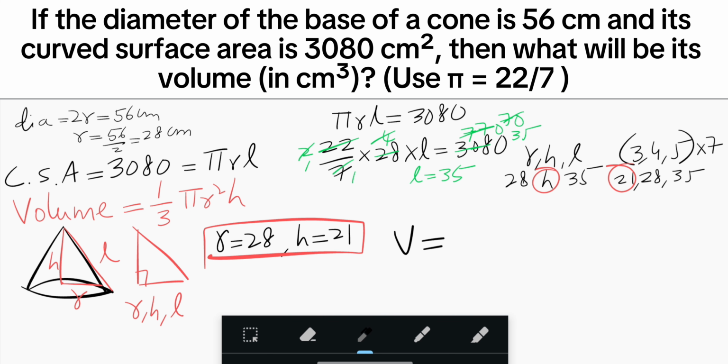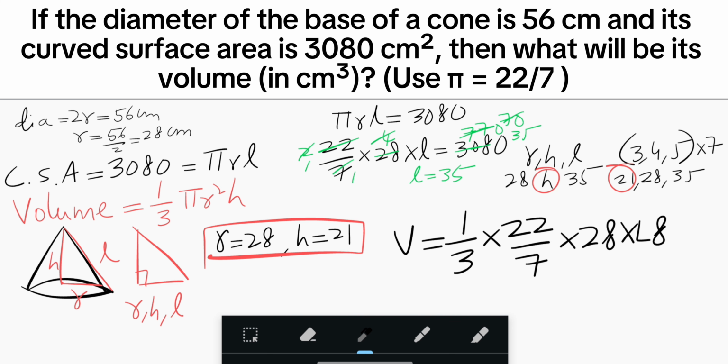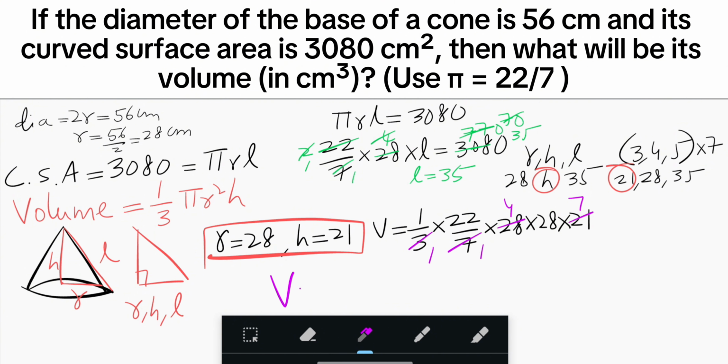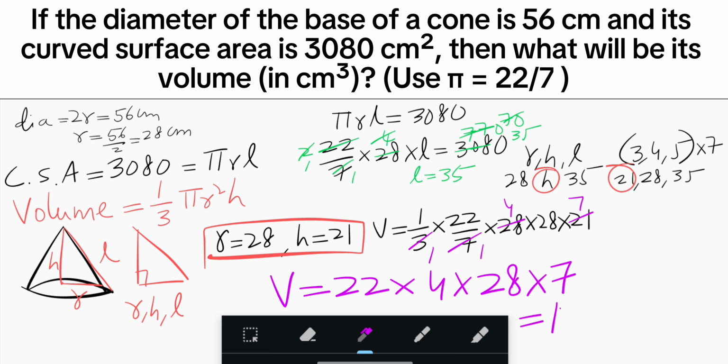Now volume of a cone equals to 1 by 3 into pi is 22 by 7, R square is 28 into 28, H is 21. 7 ones, 7 fours, 3 ones, 3 sevens. Now volume equals to 22 into 4 into 28 into 7. This equals to 17248 centimeter cube. That's it guys.